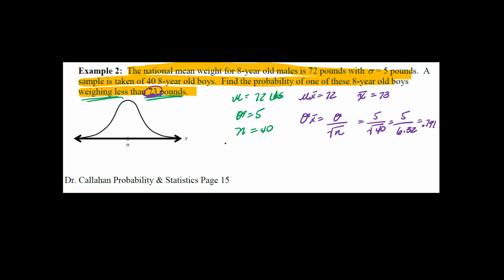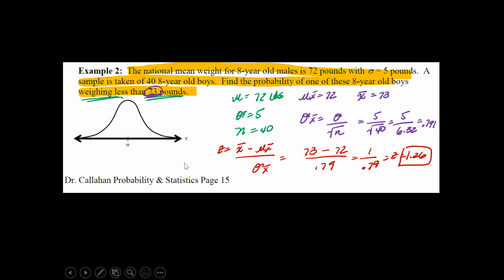So let's go ahead and proceed in finding the z-score, which is going to be X bar minus μ X bar over standard deviation X bar, which is going to be X bar is 73, because you want to know how many kids are going to be less than 73 pounds, minus the μ X bar, which is 72, over the standard deviation X bar, which is 0.79. You could put the 1, but I didn't. So 1 divided by 0.79 is going to give me a z-score of 1.26. All right, so then with this one, let's go ahead and graph that.